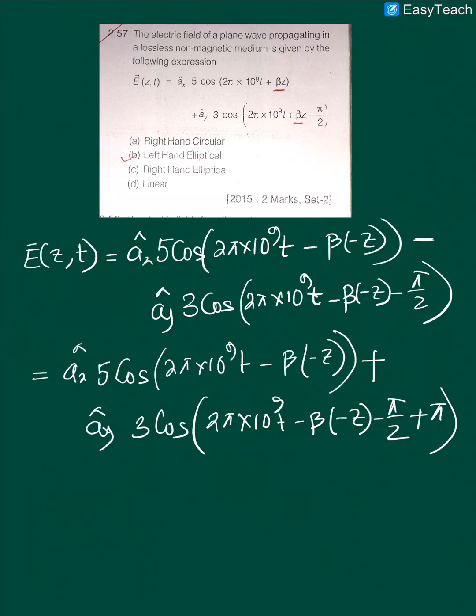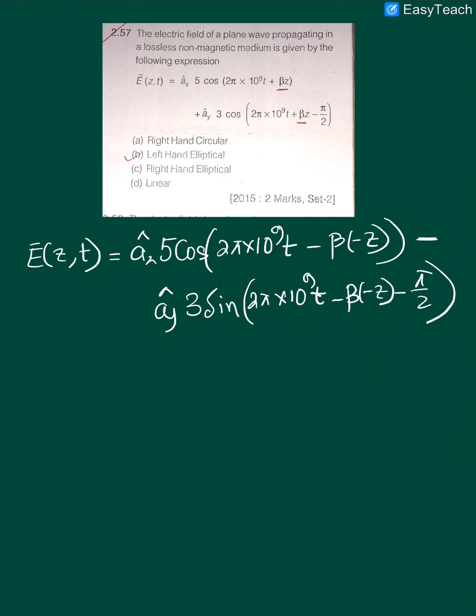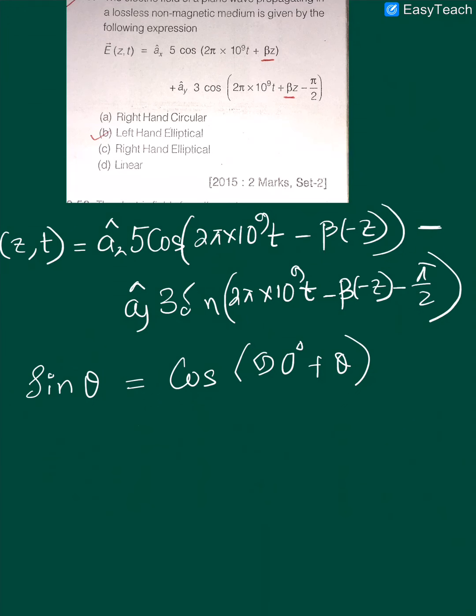Okay, so now let us consider another case. Instead of this cos, suppose it is sine. So this is sine. We know that sine theta is basically cos of 90 degrees plus theta, right? So you can replace this sine with cos, then you have to add pi by 2.